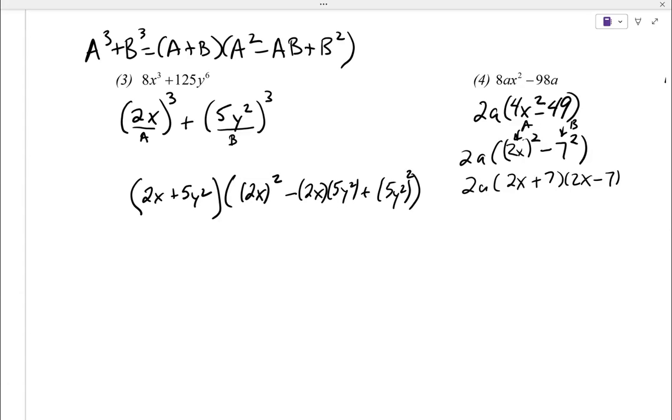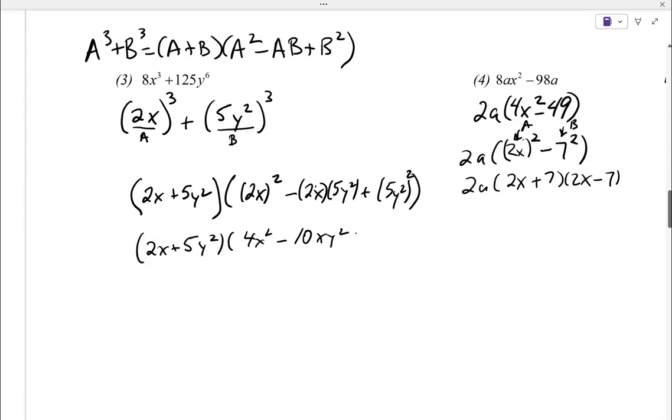Remember here it says take the a and square it. Take the a times the b. Take the b and square it. And then we can simplify a little bit. 2 squared is 4, so we get 4x squared. Good. 2 times 5 is 10, so we get 10xy squared.